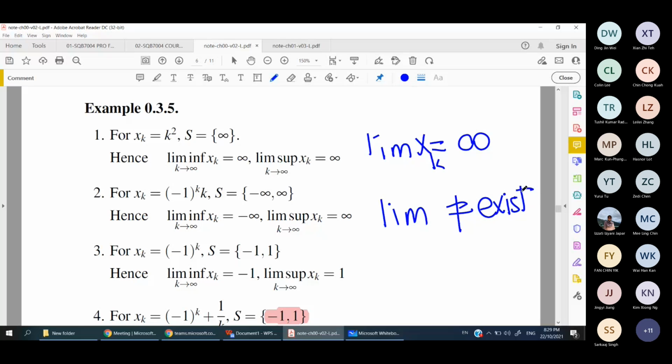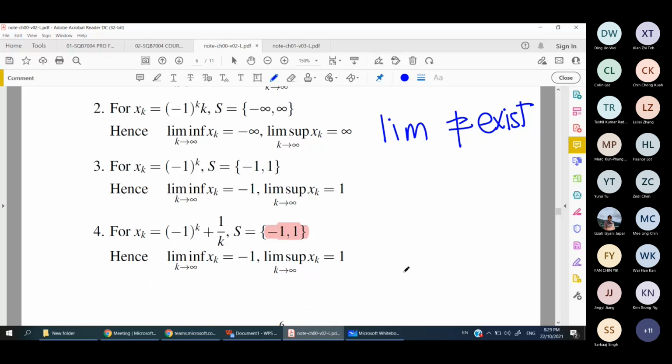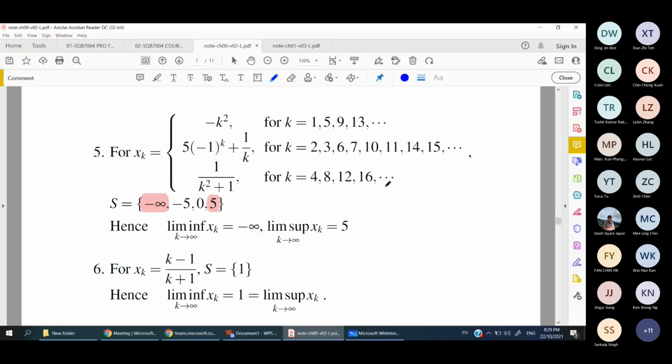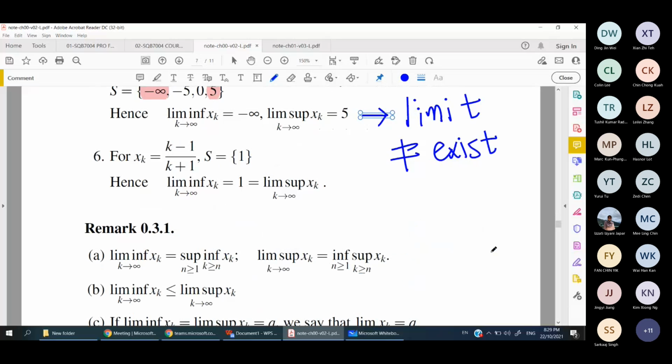Okay, no limit. So similarly, this one also, limit does not exist. Limit does not exist. Minus 1, positive not the same. Limit does not exist. Okay, so minus infinity, 5. So this one, limit does not exist. Okay, so limit infimum equals limit supremum. So in this case, we can know the limit is equal to 1 for example 6.